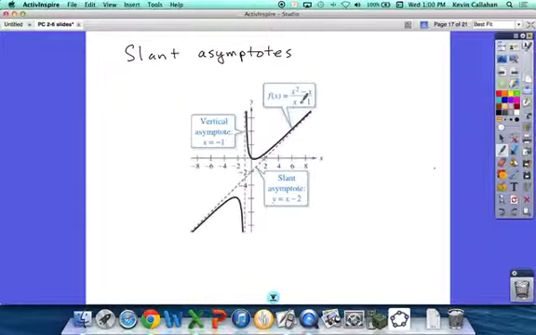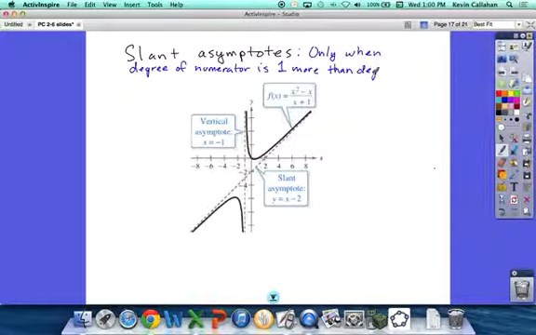Okay, so slant asymptote, right, is only for the case when the degree of the numerator is 1 more than the degree of the denominator.